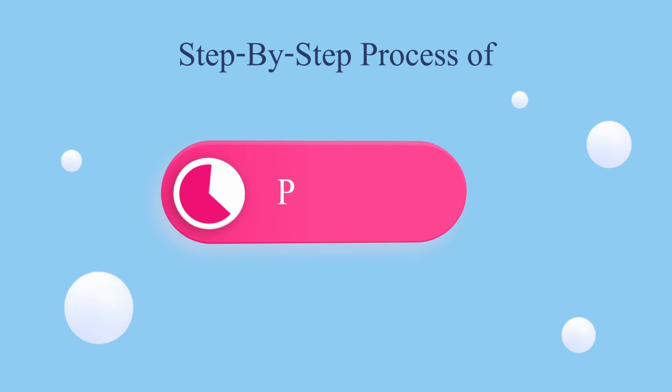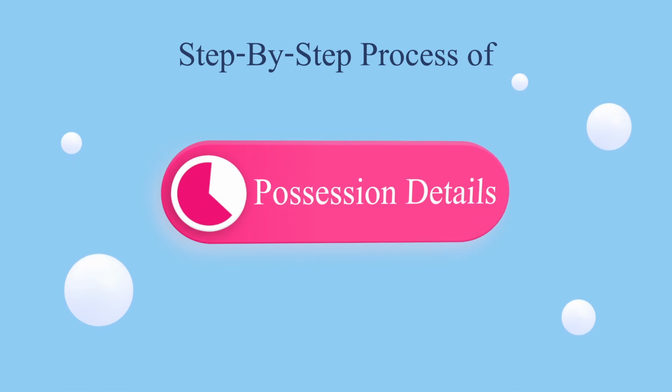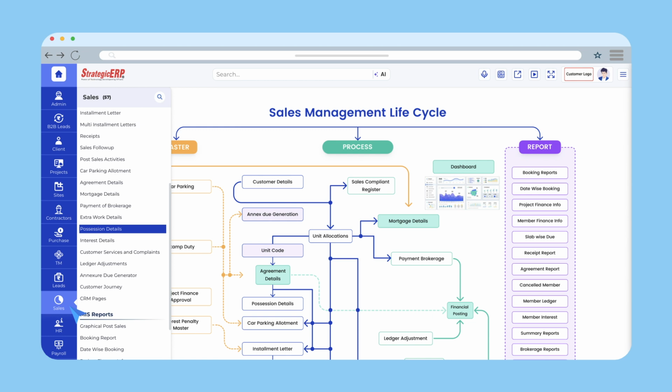Let us understand the step-by-step process of entering possession details in StrategicERP. To enter possession details, the agreement details and other payments should be completed and approved. Navigate to the Possession Details form under the Sales Management module.